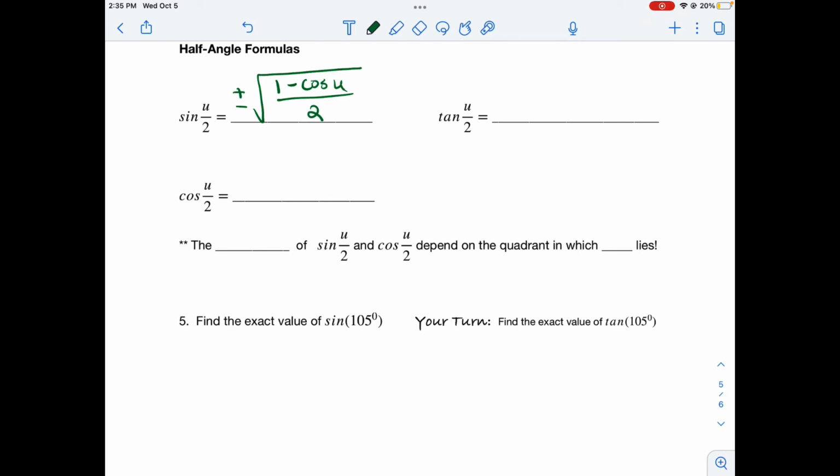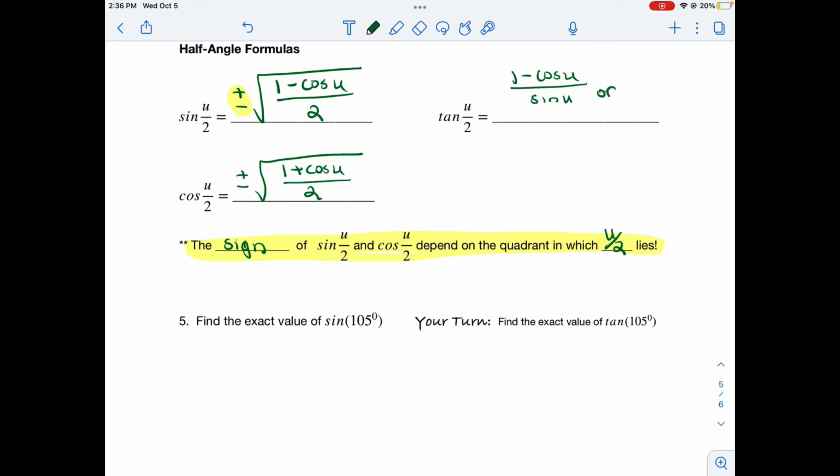Now all that's underneath the square root, and notice I have a plus or minus here. This does not mean I got two answers, one positive, one negative. What this means is that whether the answer is positive or negative is determined by which quadrant the original angle u divided by 2 lies in. The exact same thing is true for the cosine function. So it's the square root of (1 plus cosine of u) divided by 2. Again, we figure out if that answer is going to be positive or negative based on the quadrant that u over 2 lies in.